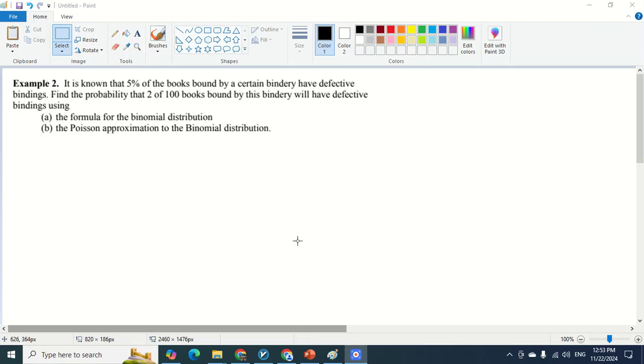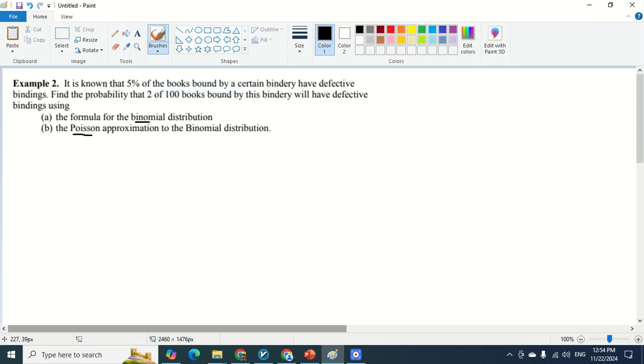Here we go. The example is given as follows. It is known that 5% of the books bound by a certain bindery have defective binding. Find the probability that 2 of 100 books bound by this bindery will have defective binding, using the formula for the binomial distribution or the Poisson approximation to the binomial distribution. So the question mentions the type of distribution that you should use, the binomial and also the Poisson. But even if it's not given in the question, you can diagnose the type of distribution.